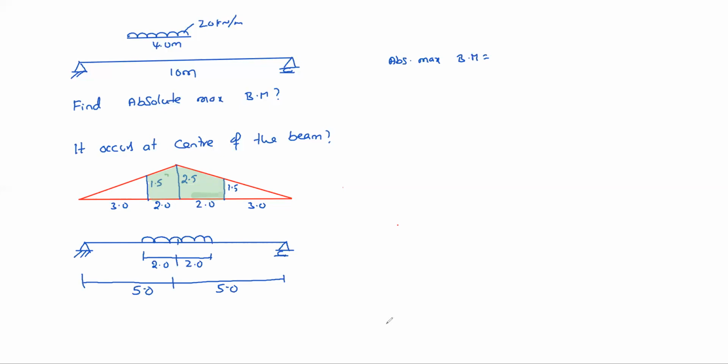So now magnitude into area. Magnitude we know that is 20 kilonewton per meter. 20 multiplied by area: 2.5 plus 1.5 by 2 into 2, plus that also same, 2.5 plus 1.5 by 2 into 2. That equal to 20 into, 2 gets cancelled, 4 plus 4, that equal to 8, 160 kilonewton meter. See, in previous at 4 meter section we got only 153.6. Now we got 160, little more than that, the absolute maximum.